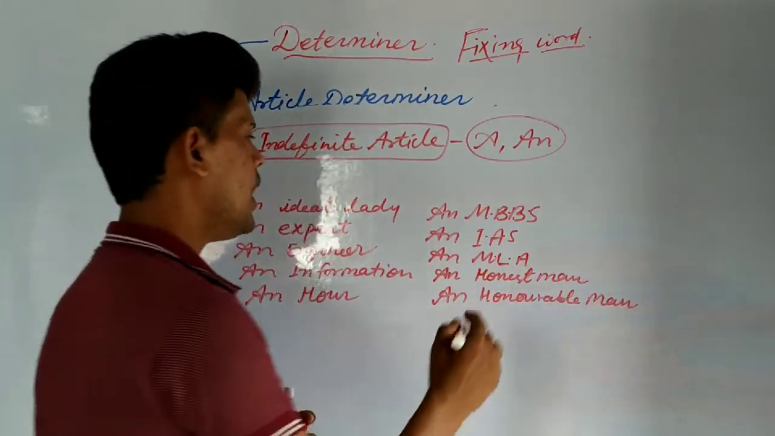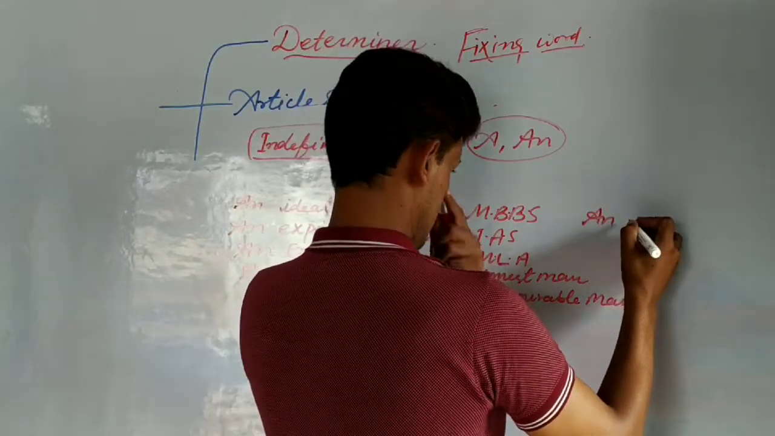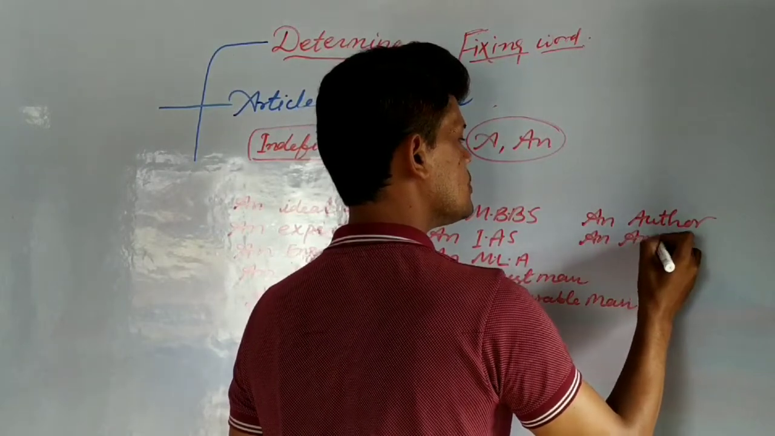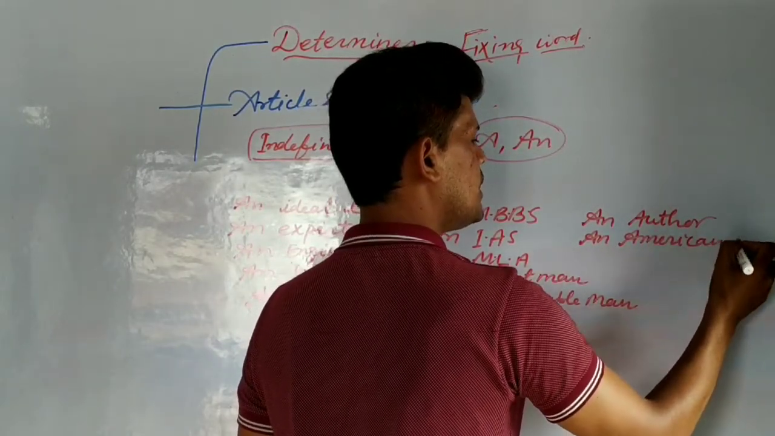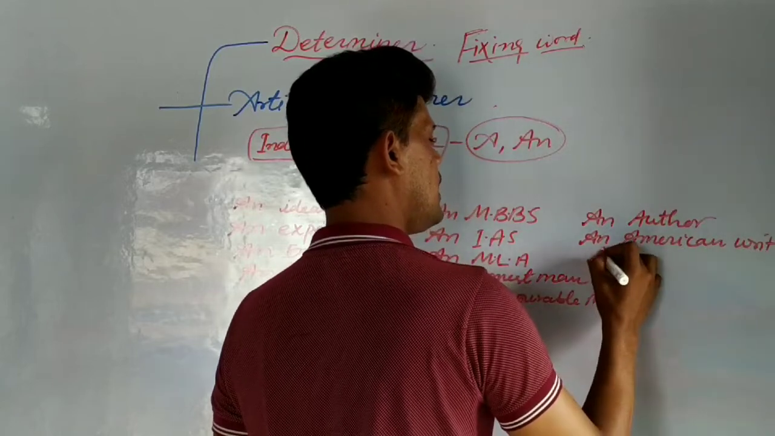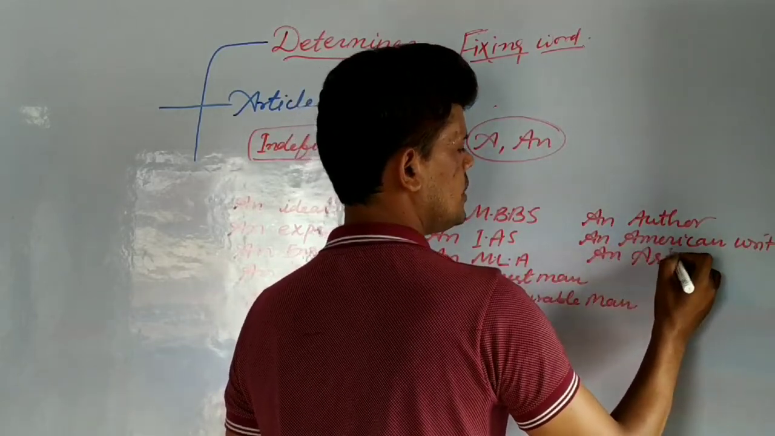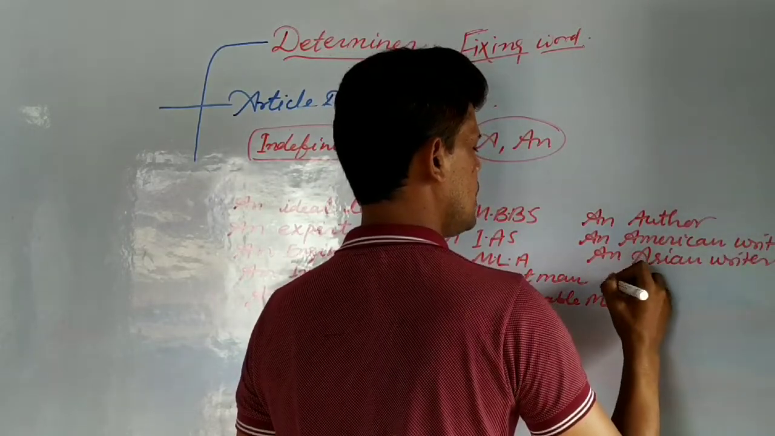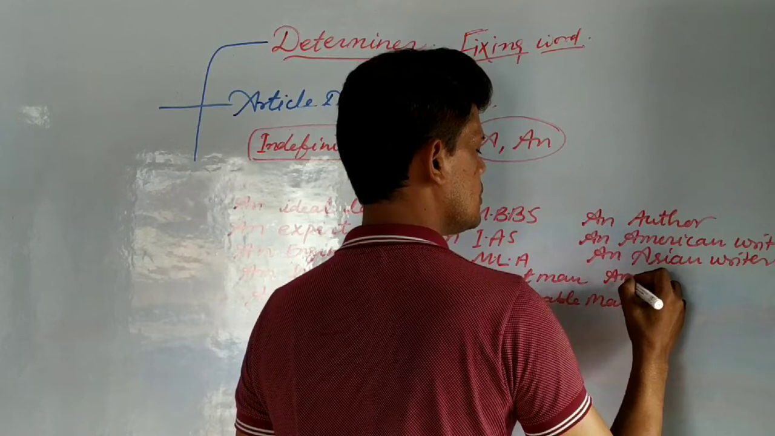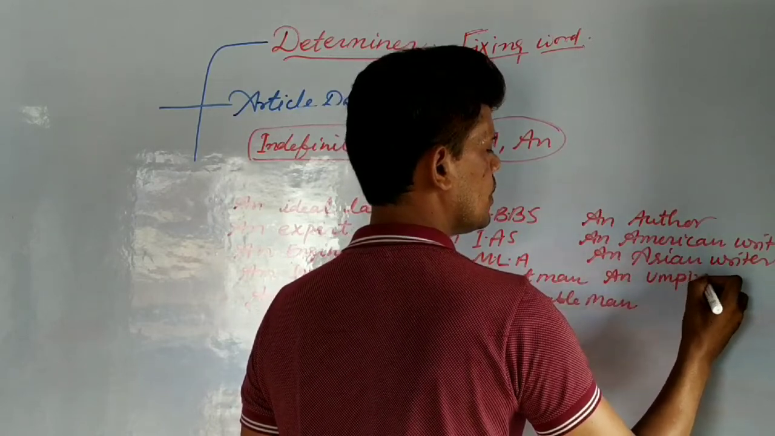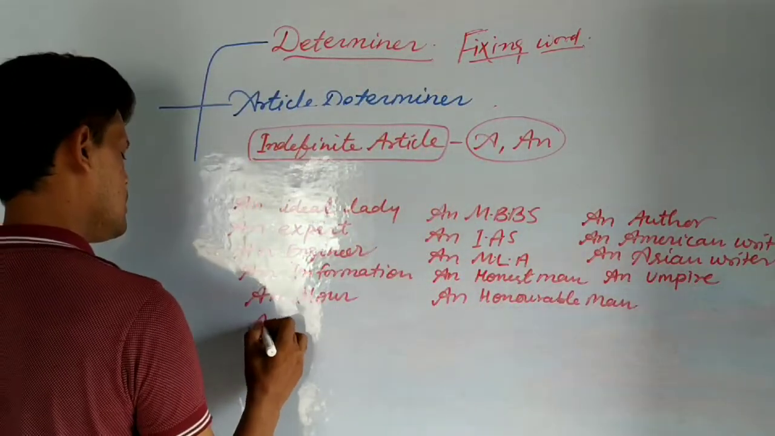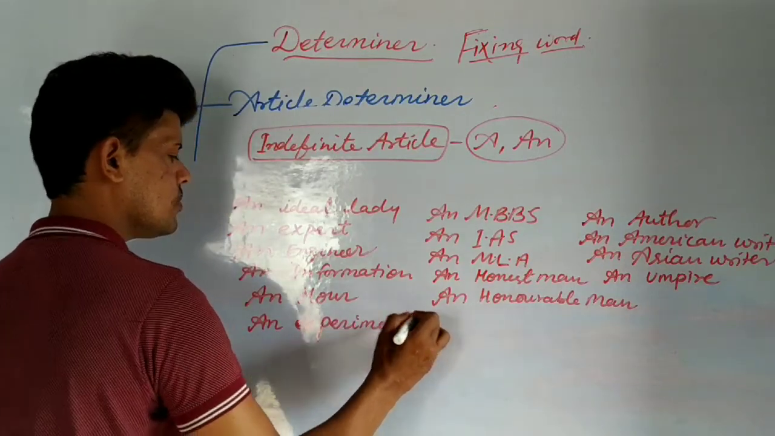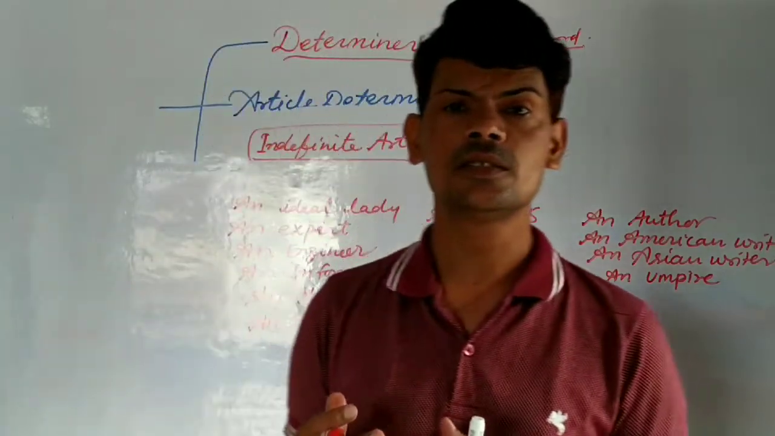Okay, students, an author, an American writer, an Asian writer, an umpire, an experiment. These are very important. Okay?